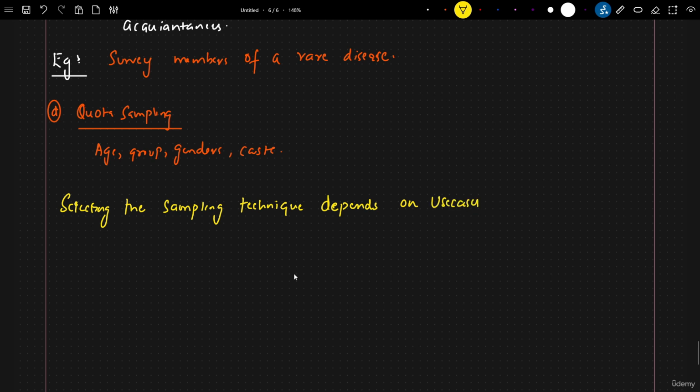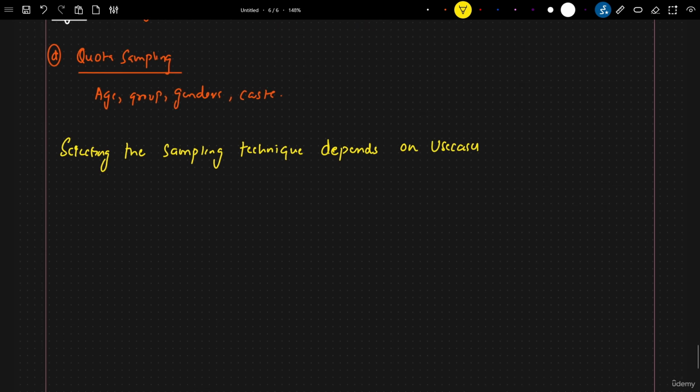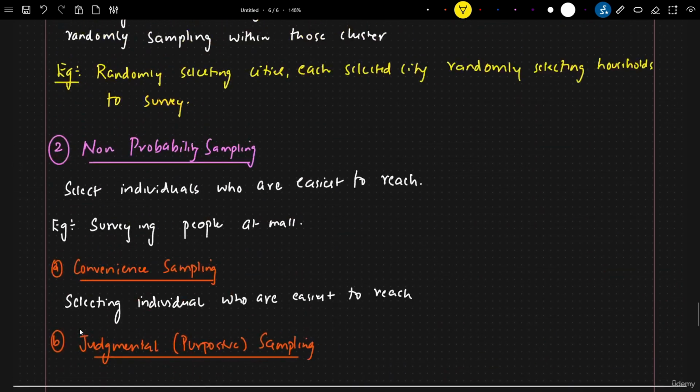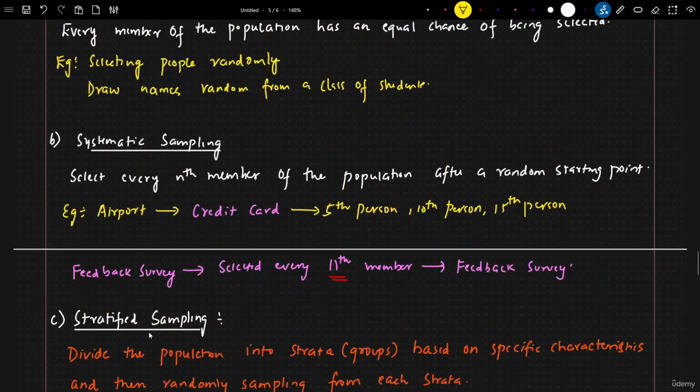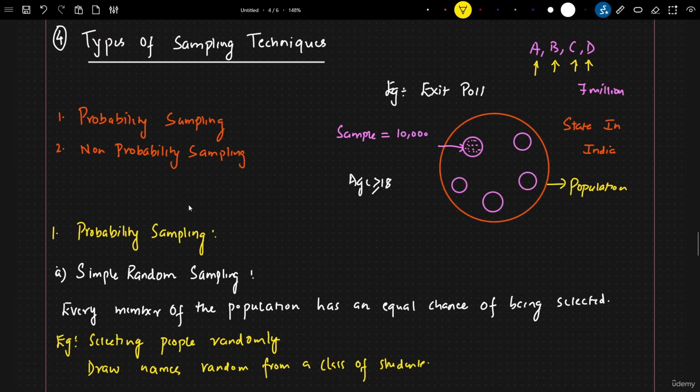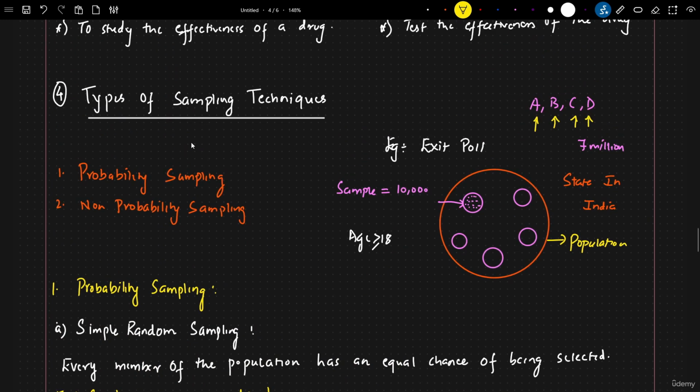I hope you are able to understand all of this. At the end of the day, just understand the basic differences. You don't need to memorize it, but based on the examples, you can differentiate each type of sampling technique.